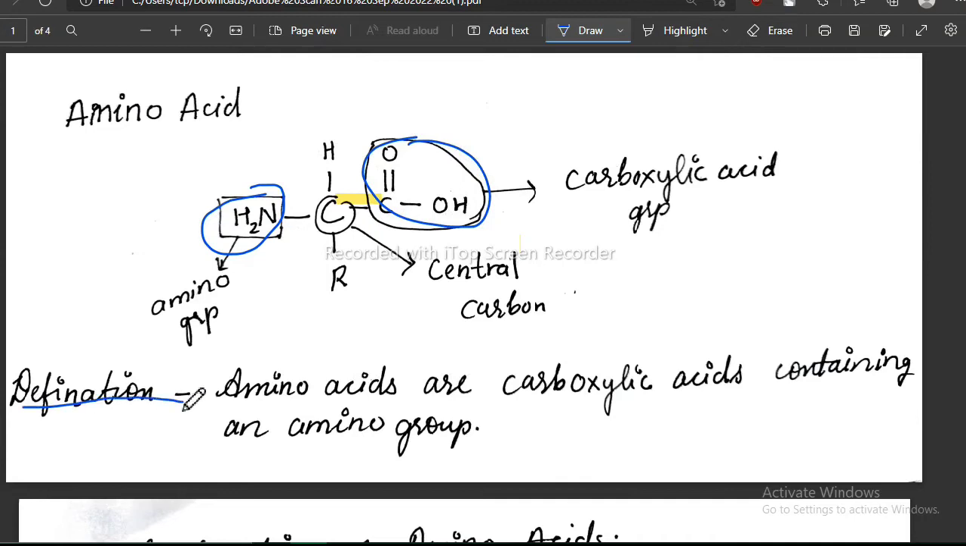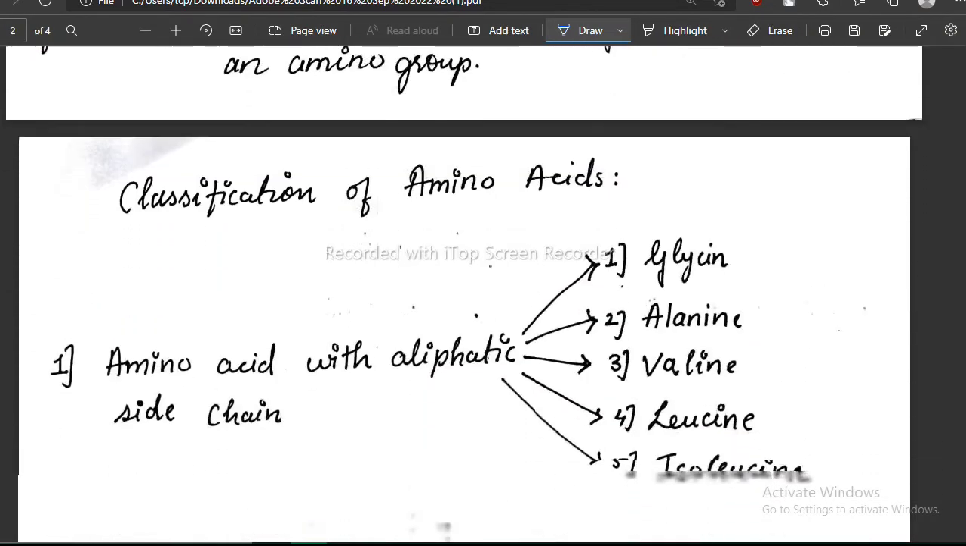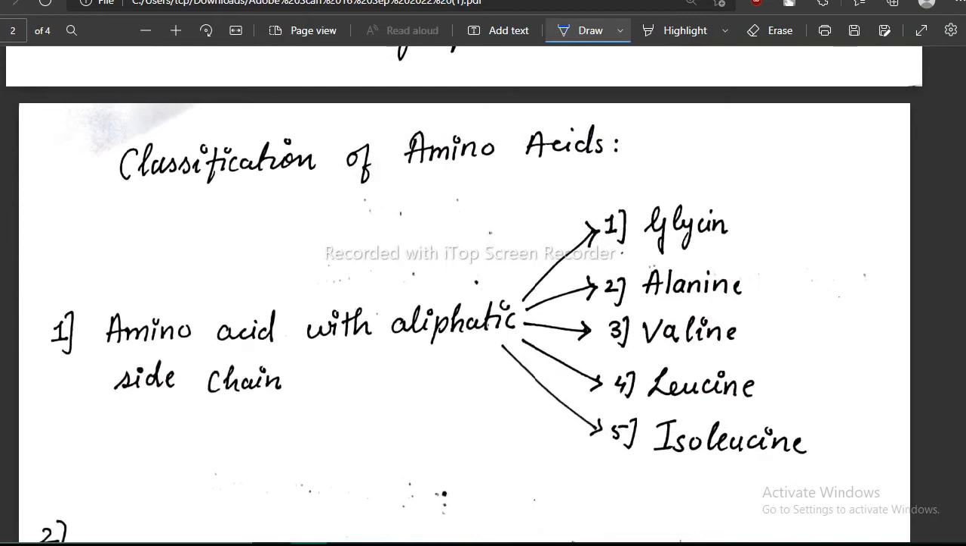Here is the definition of amino acid. Amino acids are carboxylic acids containing an amino group. As you can see, this is the carboxylic group containing an amino group. NH2 is the amino group. So this is the definition of amino acid. Next we have the classification of amino acid. It is divided into 7 classes.